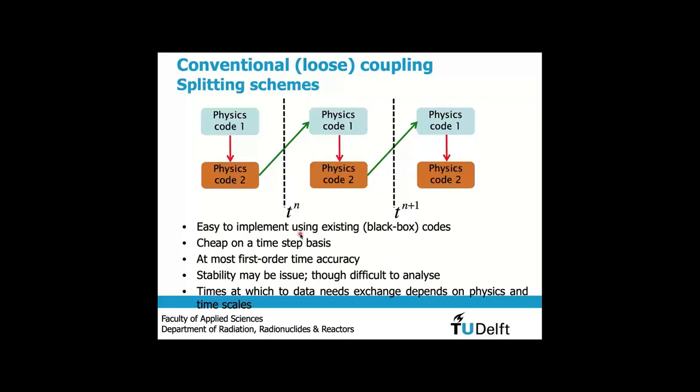You may suffer a bit from stability issues because these codes really are not so tightly coupled together. And so you'll just transfer information from one to another and then move on. That's what you're doing all the time. So you may have a bit of stability issues if the time steps are very large, and also the time accuracy might be lower than you might want.